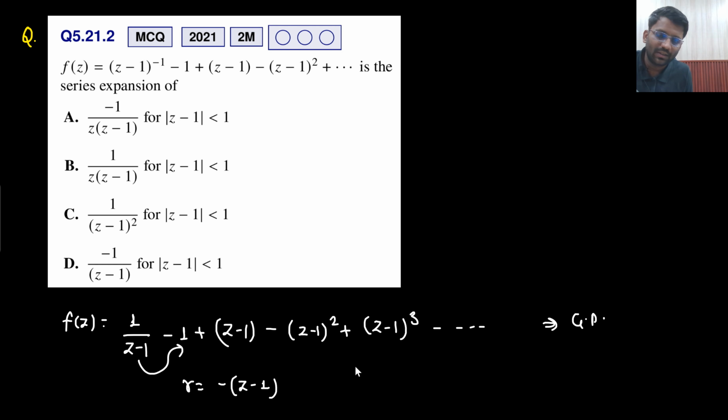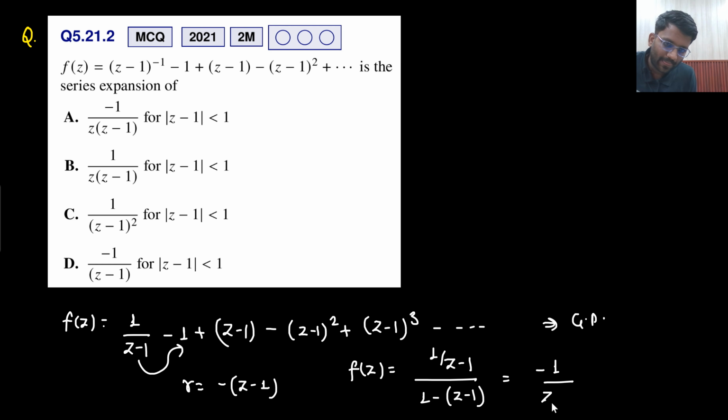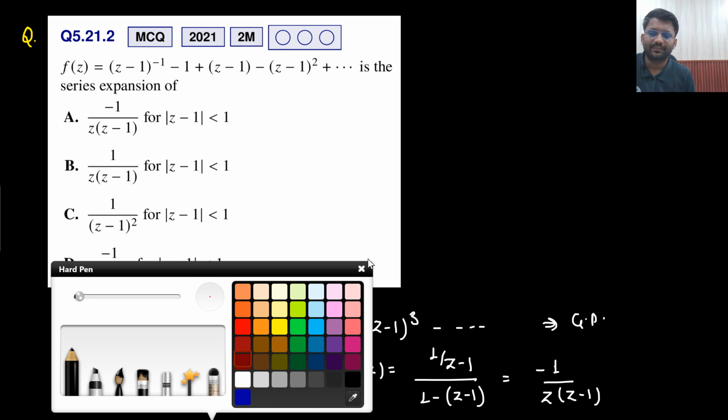Your answer would be, f of z would be a upon 1 minus r. What is the first term? 1 upon z minus 1. 1 minus r. What is r? Z minus 1. Right? So what is the answer you are getting? 1 upon z minus 1. What will this become? This will become minus z only. So the answer is, this is the answer that you are getting, which is option 1.